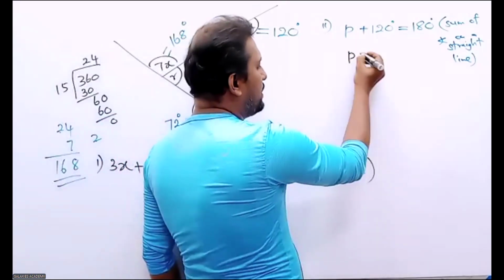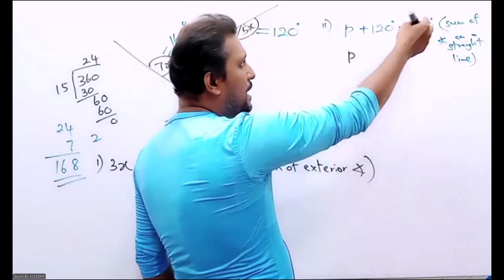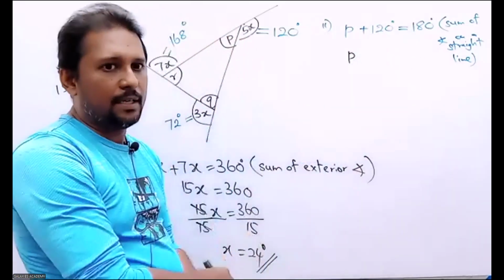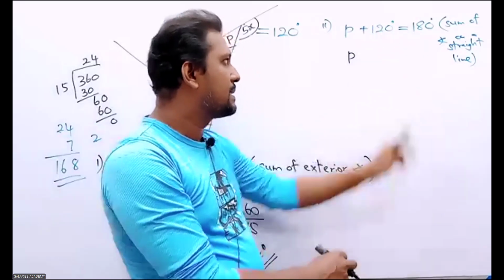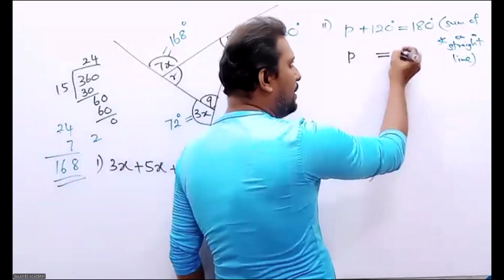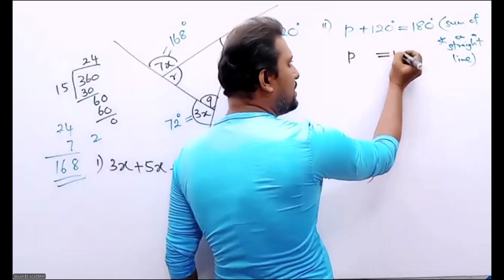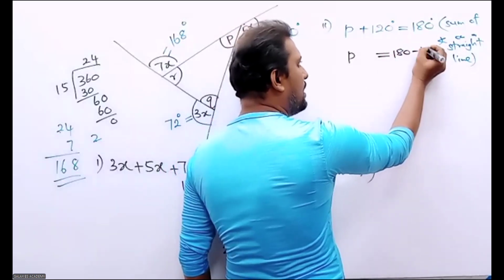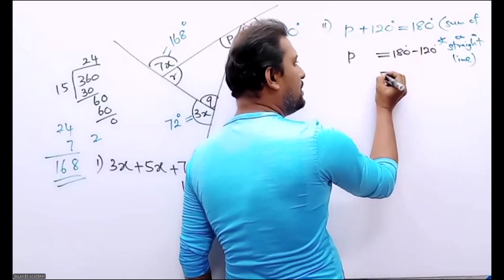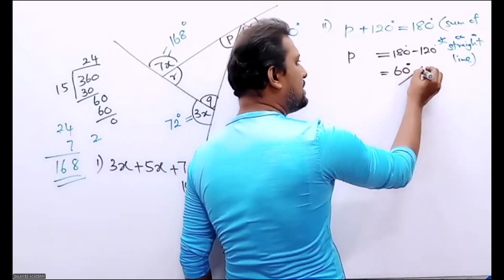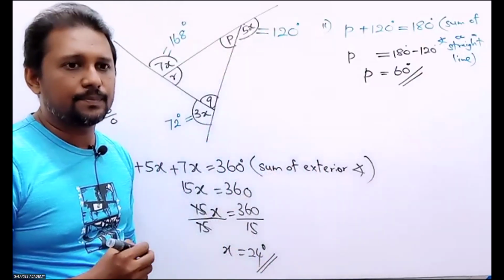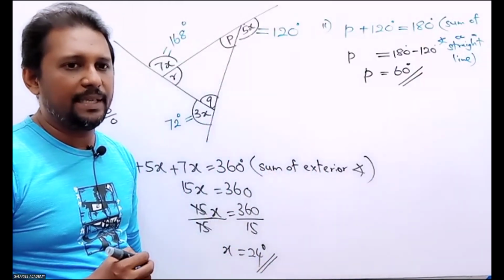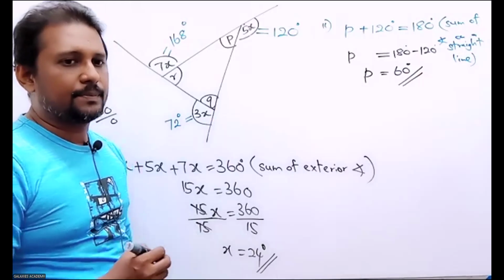P, on both sides you have to put minus 120. Plus 120 and minus 120 cancel on this side. On the other side, 180 minus 120. So what is the answer? 60. P equals 60 degrees. P is 60.